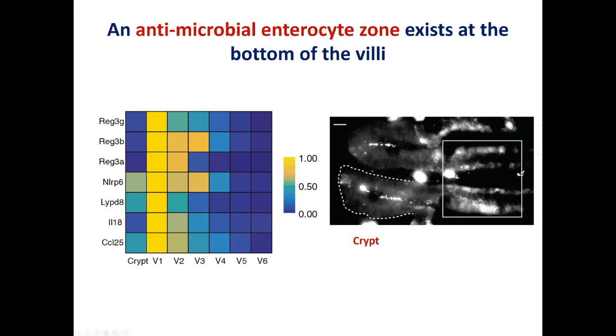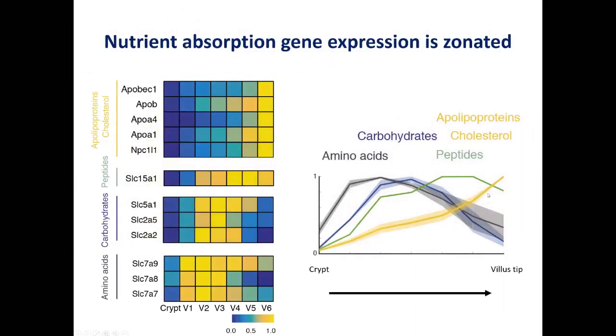for the organism's lifetime. There's also NLRP6 that encodes the inflammasome bacterial sensor in this zone, and a bunch of cytokines that are secreted into the basal side and specifically recruit some immune cell types into this bottom villus zone. Then as the enterocytes migrate upwards, they sequentially express the machinery for absorption of amino acids, then carbohydrates, then peptides, and at the very tip, apolipoproteins and cholesterol.